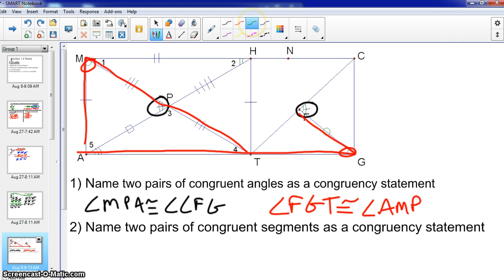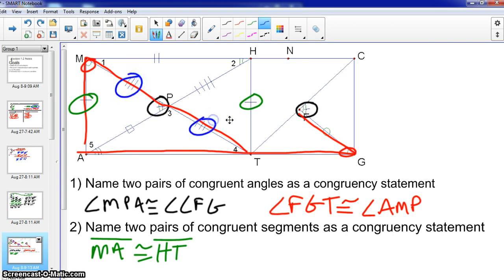Recognizing pairs of congruent segments with the tick marks, we have segments on each side, right there in green, which is segment MA, congruent to segment HT. We also have another pair of congruent segments right here in blue, which is written as segment MP congruent to segment PT.